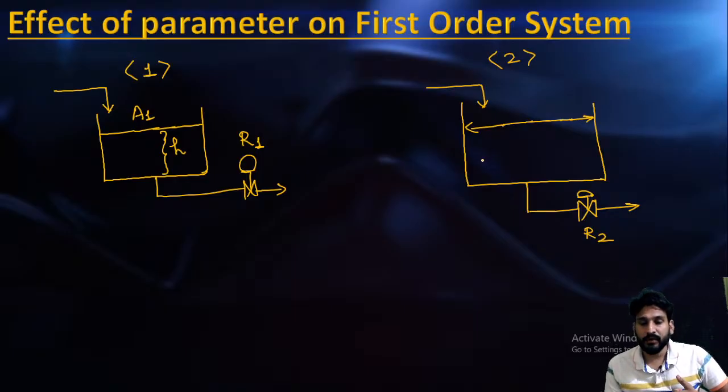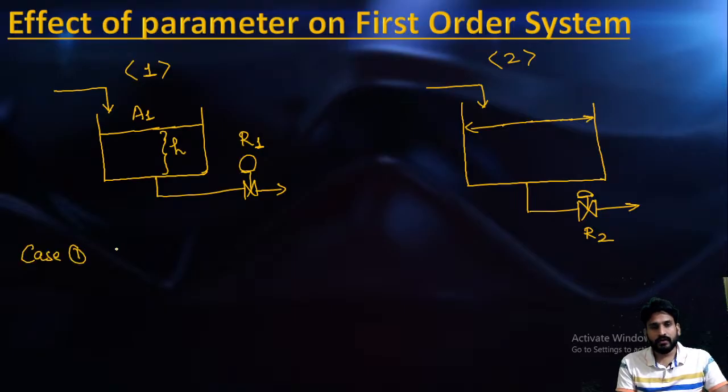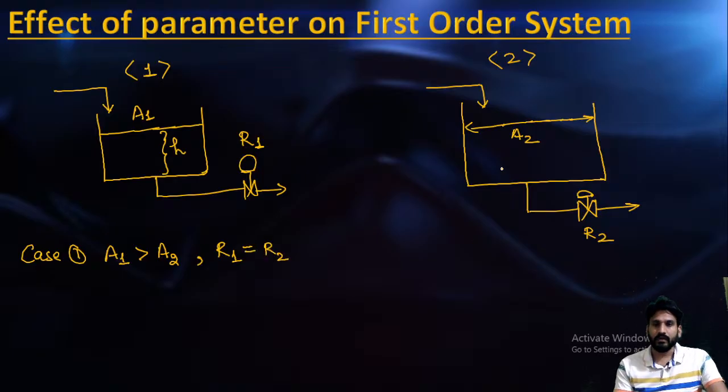Now let's understand this problem. So this is my tank 1 and this is my tank 2. The resistance offered by this wall is R1 and the resistance offered by this wall is R2. So I am taking case 1 where the area for this is A2. Let's suppose the area of tank 1 is greater than the area of tank 2, and the resistance for both the cases will be the same.